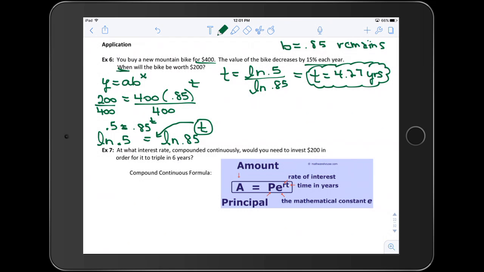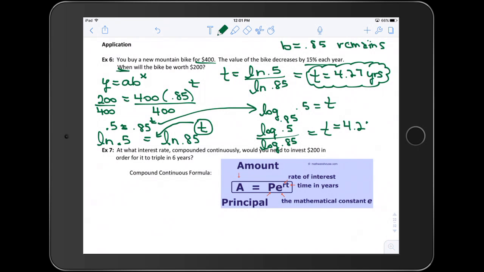Now what I said is that there was more than one way of doing it. At this point right here, if you really want, you could switch this exponential equation over to a logarithm equation, which would be log base 0.85 of 0.5 equals t, and then you can do the change of base on that: log 0.5 over log 0.85. And you notice up there, it'll give you the same answer. So, again, however you want to do it.